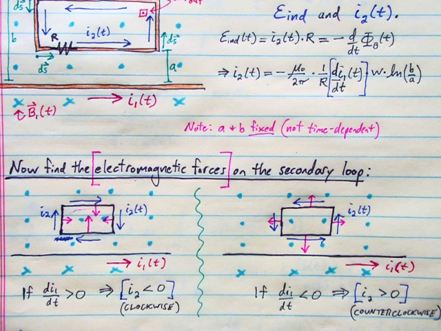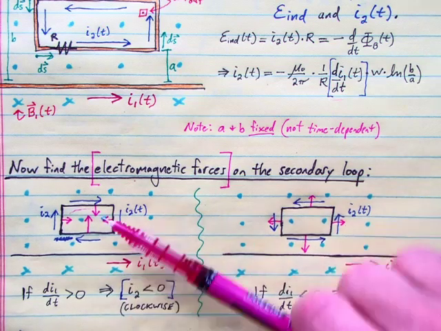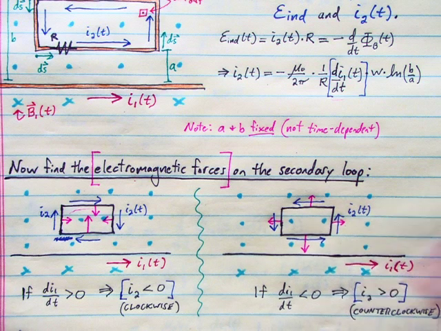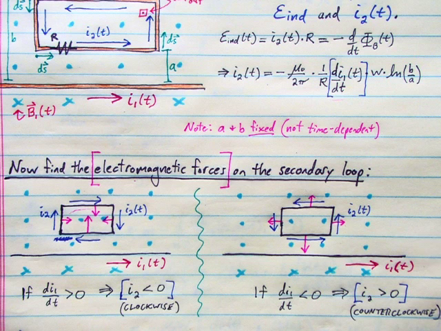So looking ahead here, we note that by controlling I1, by increasing it, we can push this loop away. By decreasing it, we'll pull that loop towards us, and we'll come back to that point at the end. Let's pause here.